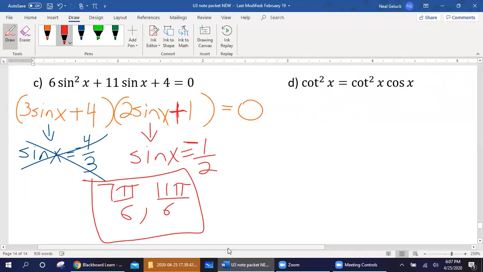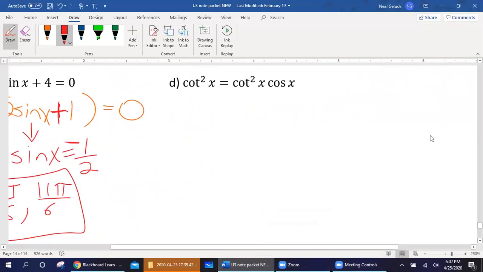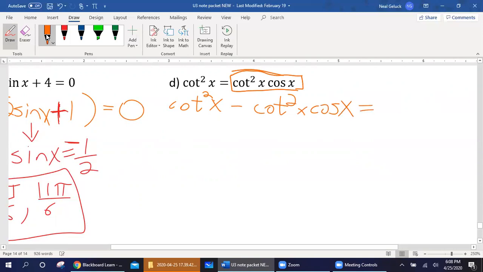On letter D, I see that I have cotangent squared on both sides. It might be tempting to say, oh, let's just divide out cotangent squared. I don't want to do that because if cotangent squared is 0, then I'm dividing by 0. So I don't want to divide anything out when I'm doing this with trig functions. But what I can do is subtract this over. So this is going to be minus cotangent squared cosine equals 0.